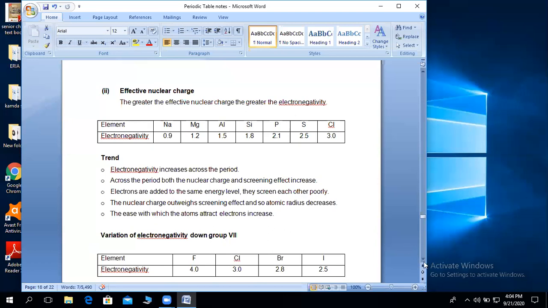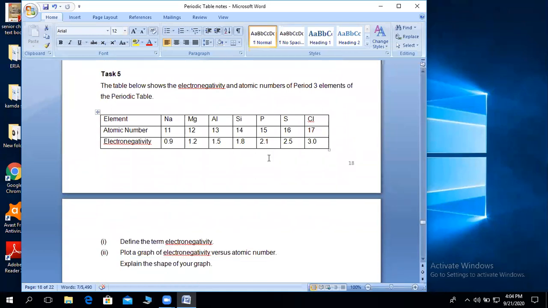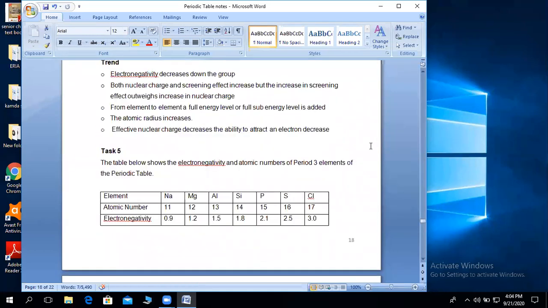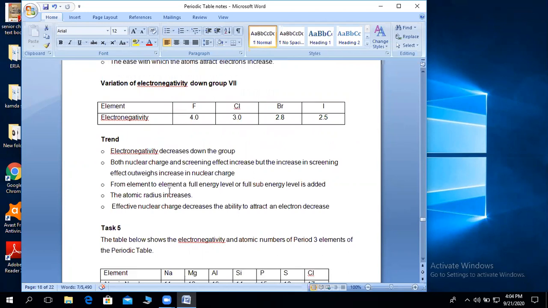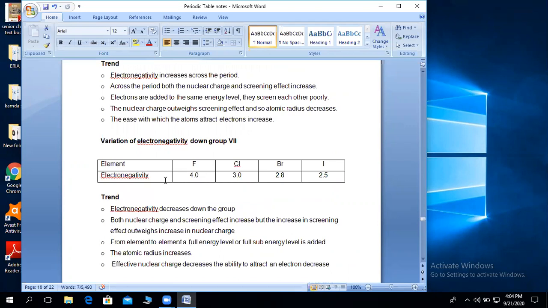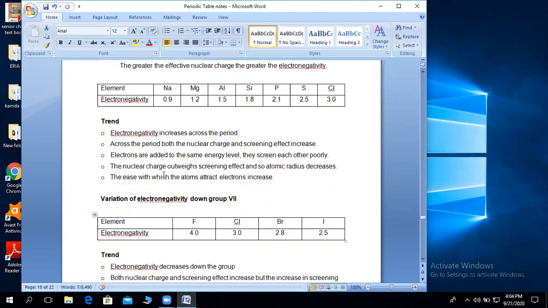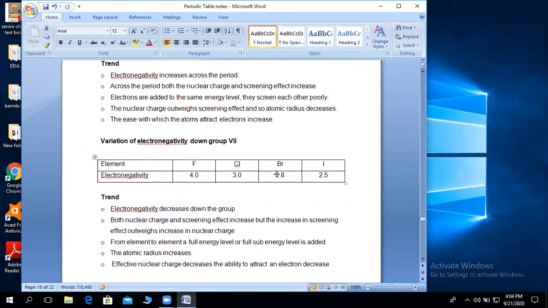And let's look at variation down the group. Down the group, we have sodium. No, this is not down the group. This is the same thing. This is an assignment. Okay, but down the group, what would we expect for electronegativity? Down the group, from fluorine to chlorine, the electronegativity is decreasing.